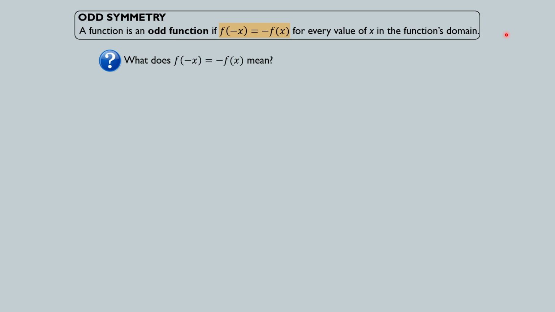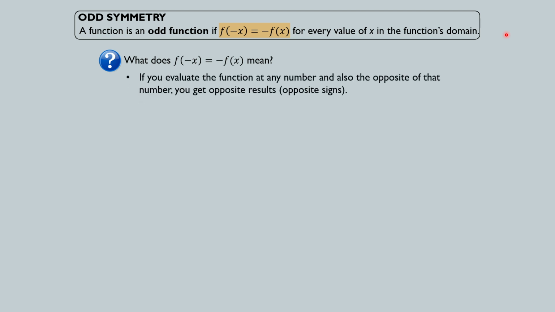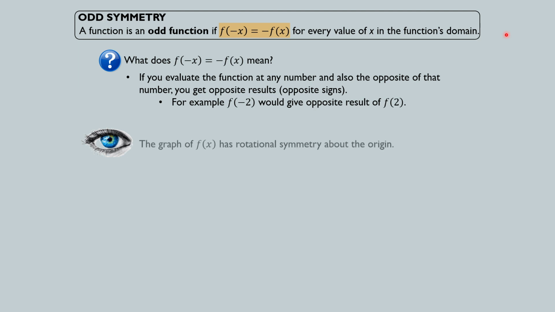And what does it mean for f at -x to equal negative f at x? It just means if you evaluate the function at any number and also the opposite of that number, you get opposite results. You get numbers that have opposite signs. So for example, f at -2 would give the opposite result of f at 2. What does it look like graphically?